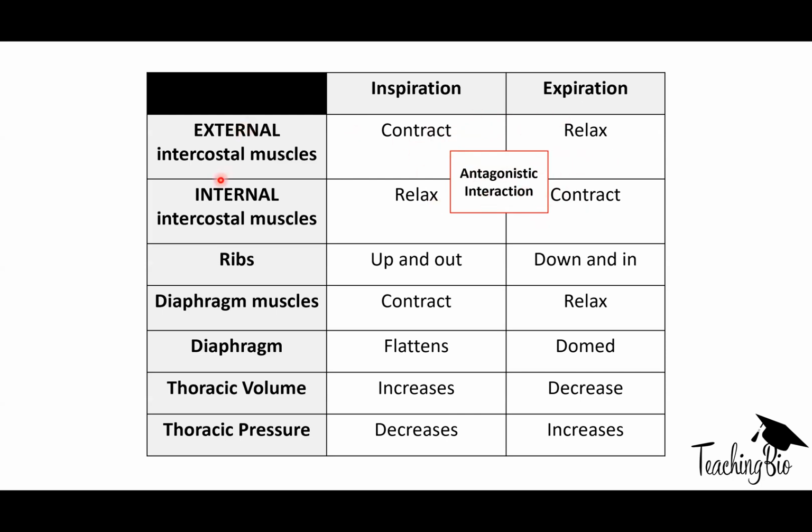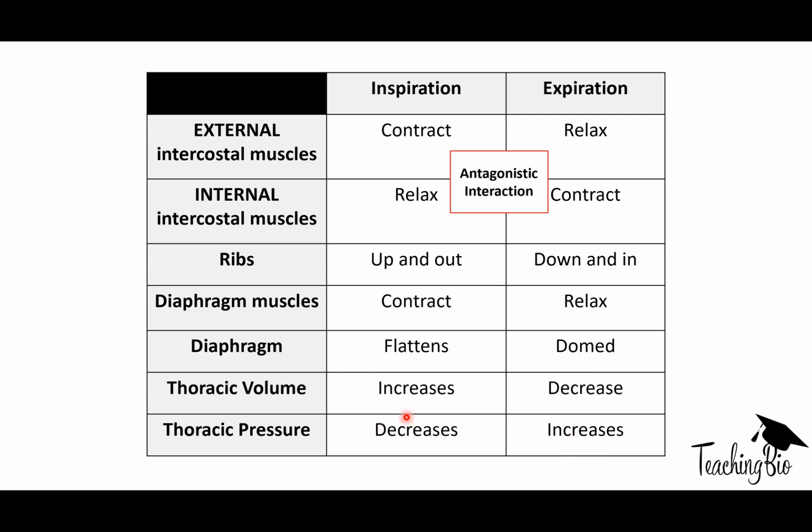So the external intercostal muscles contract in inspiration, and the internal intercostal muscles relax in inspiration, and the opposite happens in expiration. So in inspiration, we're going to have the movement of the ribs up and out. We're going to have contraction of the diaphragm, which will flatten it, therefore increasing the thoracic volume and decreasing the pressure. And in expiration, we'll have the ribs moving down and in. We'll have relaxation of the diaphragm, which will therefore cause it to become more domed so that we can decrease the volume of the thorax and increase the pressure to allow for the exit of gases, okay?